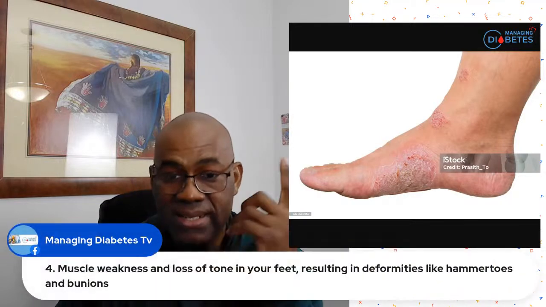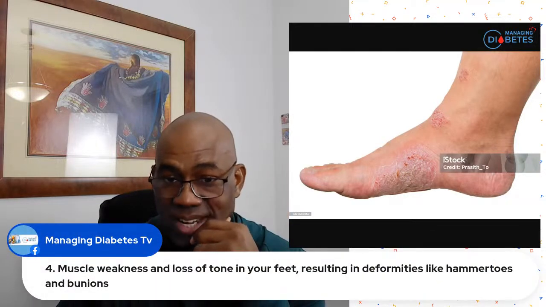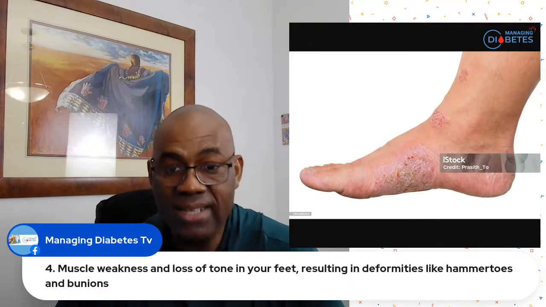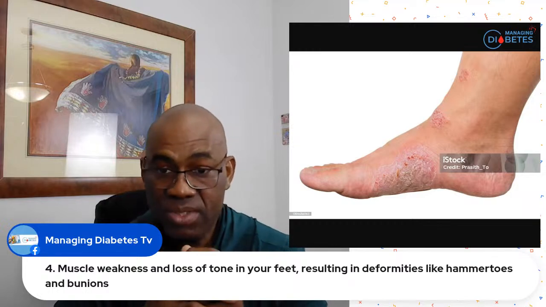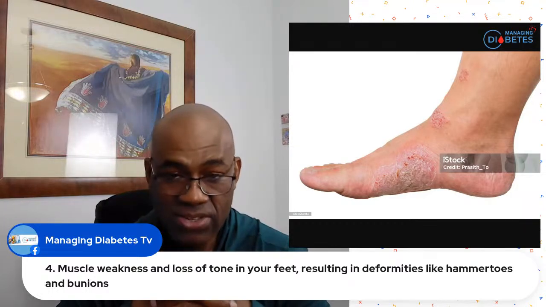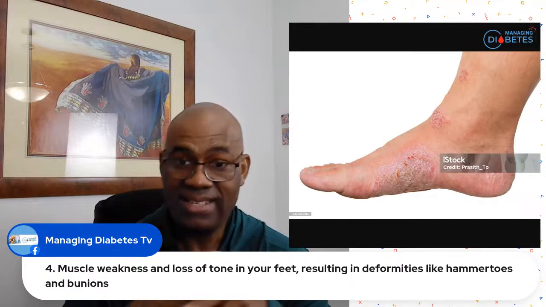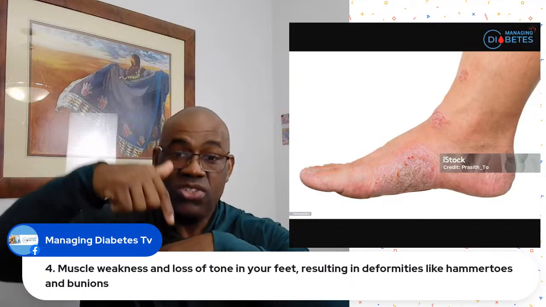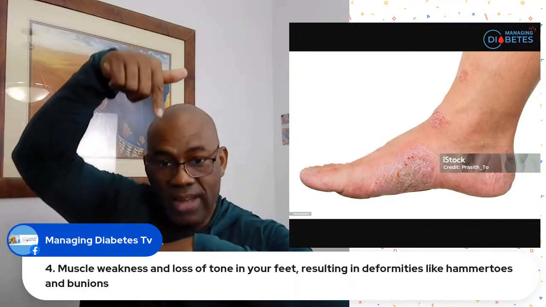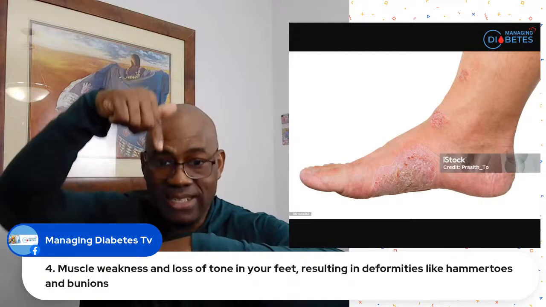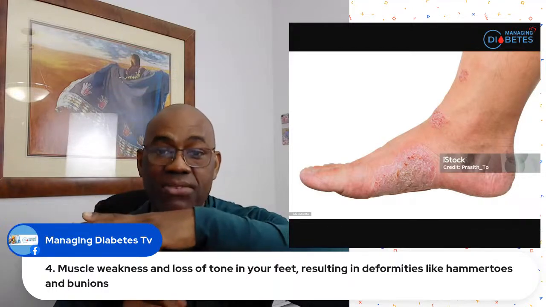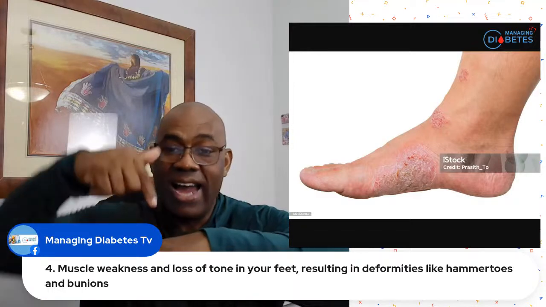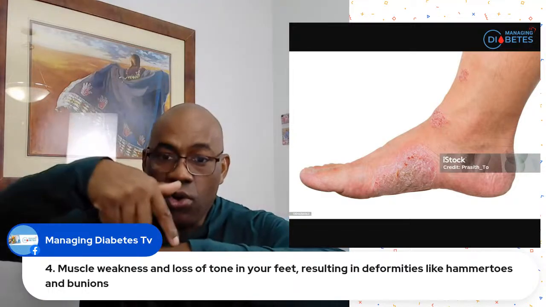So number 4 is this: muscle weakness and loss of tone in your feet, resulting in deformities like hammertoes and bunions. As I said, if you go back to that picture I showed you, when the infection starts going down, it is cutting through the muscles, because the aim of that infection is to reach the bone, the nerves, and the blood vessels, and then start spreading across.